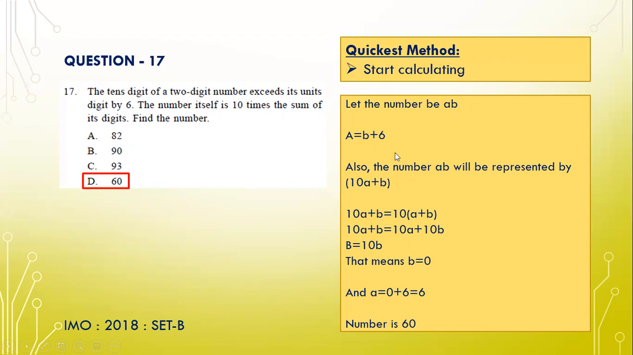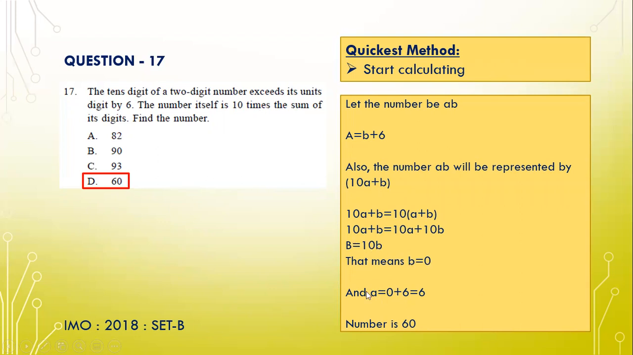So now, the number itself is 10 times the sum of its digits. So 10A plus B, which is the number, is 10 times the sum of its digits, A plus B. So 10A plus B is equal to 10A plus 10B. So now 10A and 10A will get cancelled. So B is equal to 10B. How is this possible? This is only possible if B is equal to 0, because 0 is equal to 10 into 0.